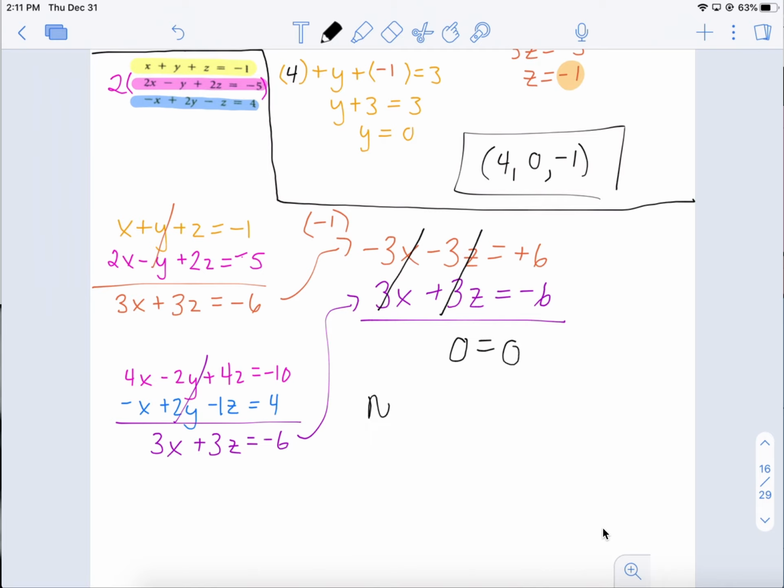So in this case, I have no x, no z, and I can't make a y out of that. So when I look at this problem, I don't have any point. What I end up with is infinite solutions.